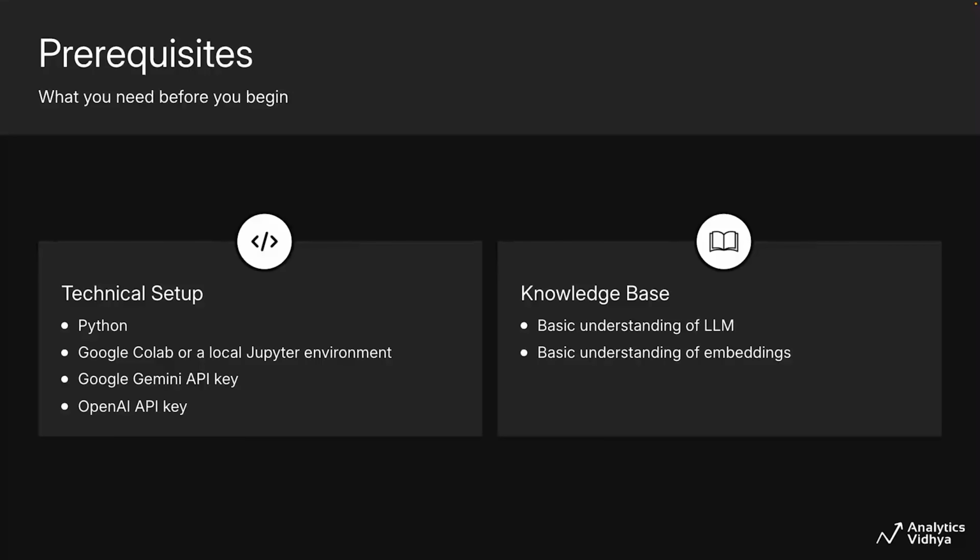On the technical side, you need Python, access to Google Colab or a local Jupyter environment, a Google Gemini key, or an OpenAI API key. We will show you where to get these at the start of the course. On the knowledge side, you need a basic understanding of what an LLM is and a basic understanding of what embeddings are. That's it. No deep ML background required. If you have those covered, you are ready to go.